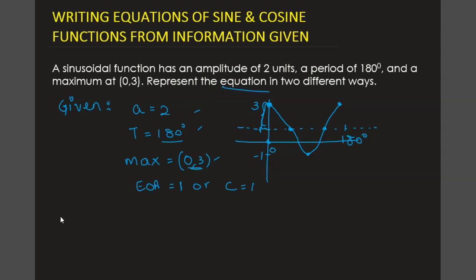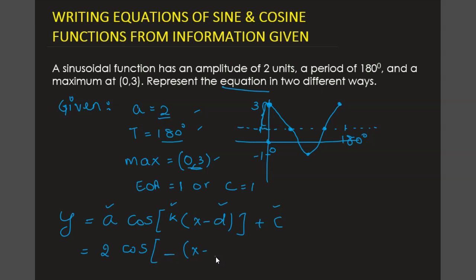For writing an equation, they want the equation in two different forms. So we'll write one sine equation and one cosine equation. Let's start with the cosine equation. Our parent cosine transformed equation looks like this. We need to find A, K, D, and C. We know A is 2, so we'll sub A as 2. Our parent function is cosine. K we do not know yet, so we'll put it as a blank. D is decided on the basis of the parent function, so we'll put it as a blank for now. C we know is 1.